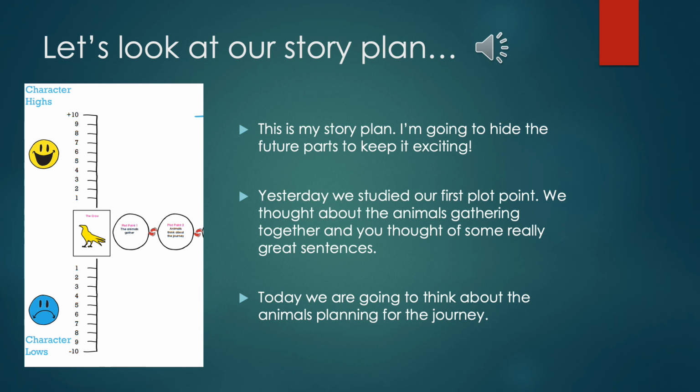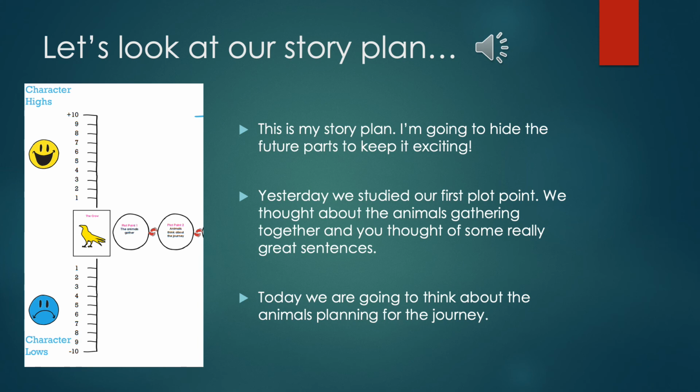So I have got an image here of the beginning of my story plan of my story of the crow's tale. You can see that I have got the picture of the crow in the middle, and on my plan I do have character highs and character lows, and we'll talk about those a little bit later on. Mainly the thing that we're looking at first of all are the plot points.